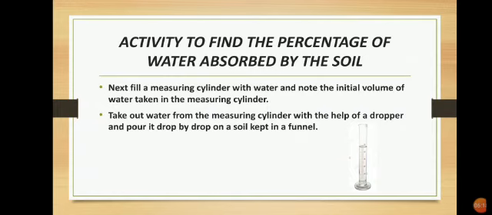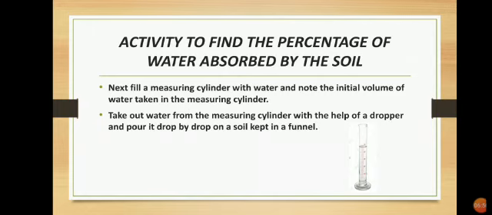Next you have to take a measuring cylinder. Here you can see in this diagram, this is a measuring cylinder. It contains graduations, that means it is expressed in terms of ml. A 10 ml measuring cylinder is available, a 50 ml is available, 100 ml is available, then 500 ml, and 1 liter is also available. Generally in the laboratory you will find this measuring cylinder made either of glass or of plastic.